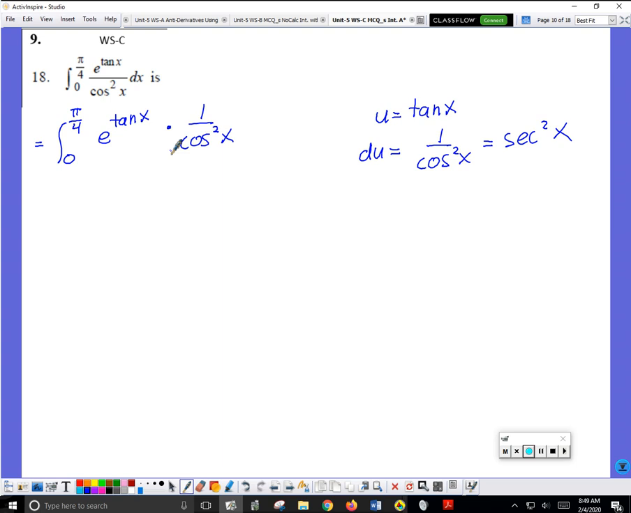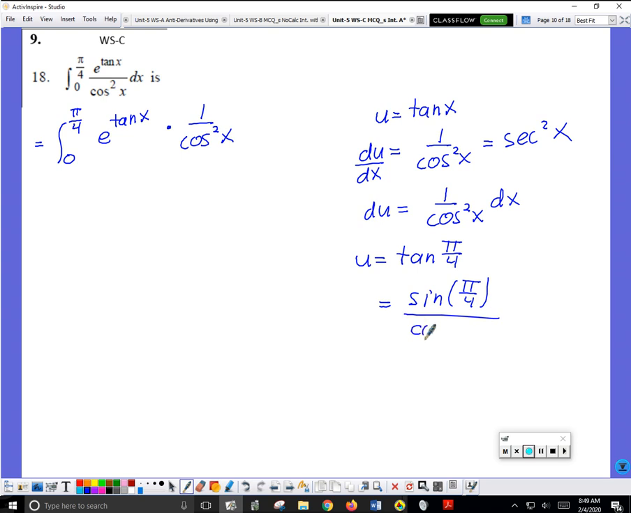Okay. So it should be dx, sorry. So that means du equals 1 all over cosine squared of x dx. It's a perfect fit. So change the limits. You need to find the tangent of pi over 4. Tangent is equal to sine over the cosine. Because the angle is pi over 4, I know the sine and cosine values are the same. Root 2 over 2.